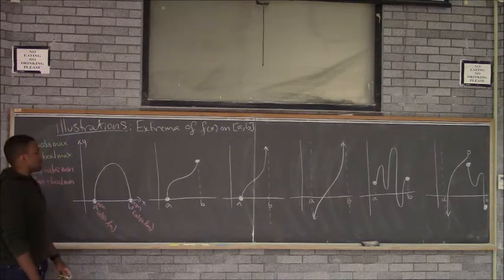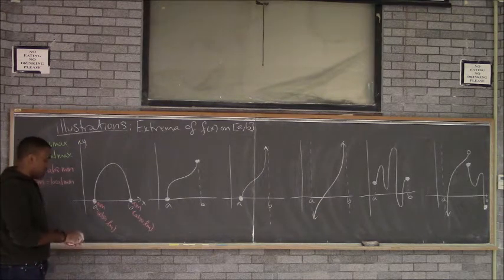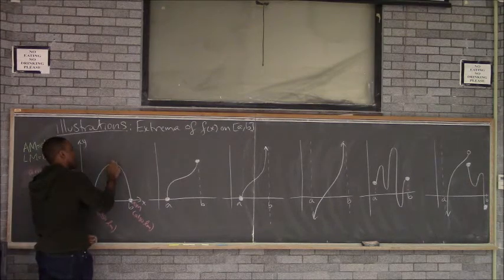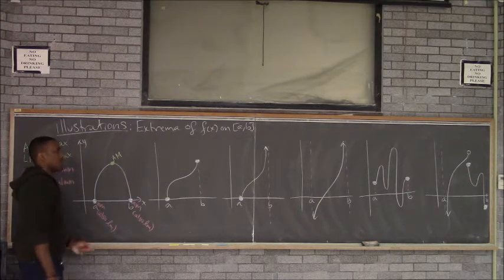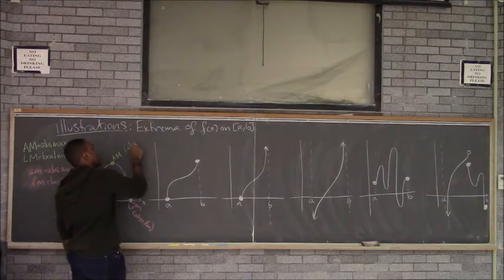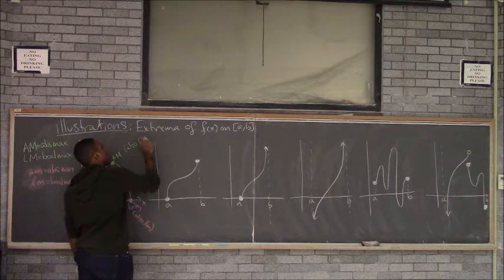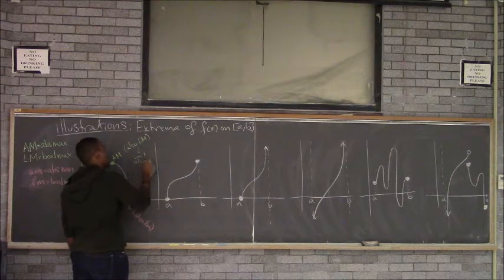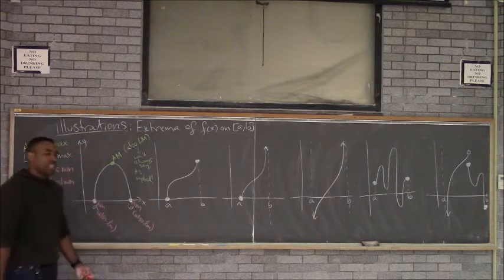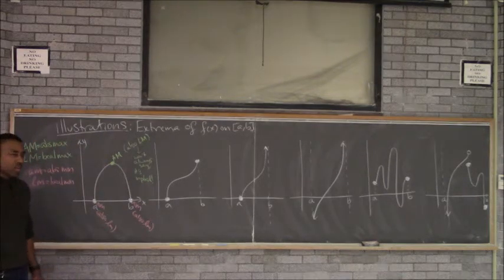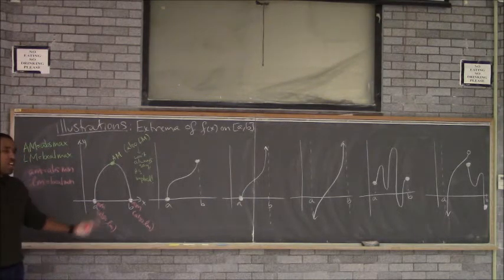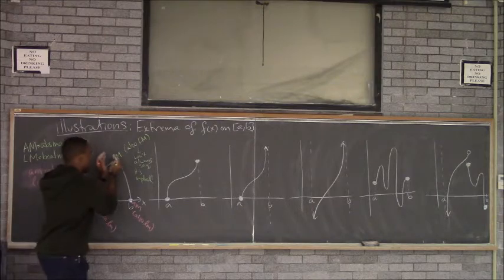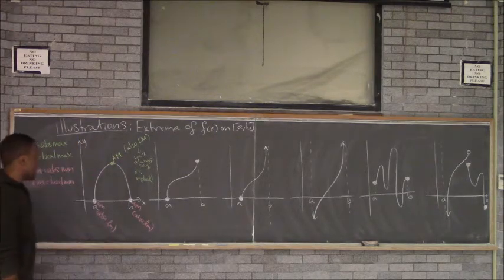Any absolute maximums? Yeah, the very top, right? There is an absolute maximum here. By the way, it's also a local maximum. Won't always say this. It's implied. So if something is an absolute extrema, it's automatically a local extrema. If it's the biggest or the smallest on the entire domain, then for sure it's going to be the biggest or the smallest when you zoom in. So that'll go without saying.